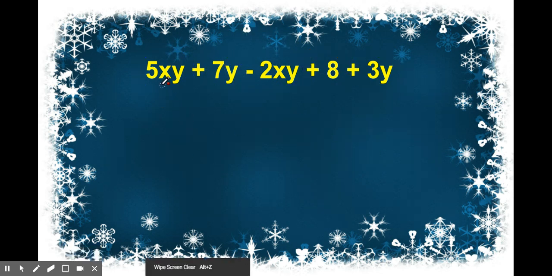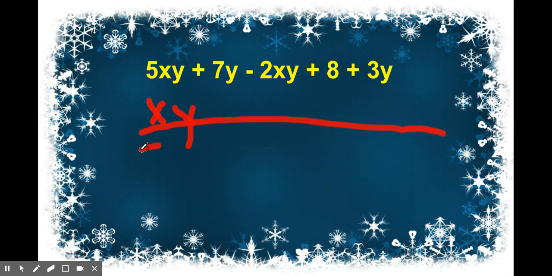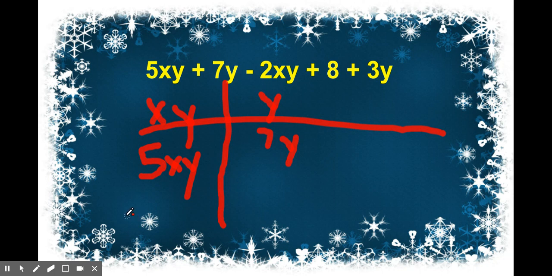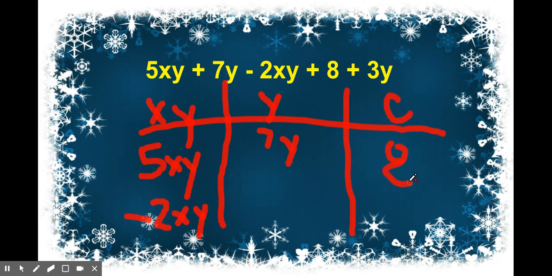So this is, again, one way of doing it, identifying my like terms like this. Or we can go ahead and do the T-chart. I say, what do I have? Well, here I have an xy, and that is a 5xy. Here I have just a y, and that's a positive 7y. Then I have a negative 2xy, so it's going to go under my xy column. Then I have a constant of an 8, so I'm going to make a column for my constants. And then I have a positive 3y.